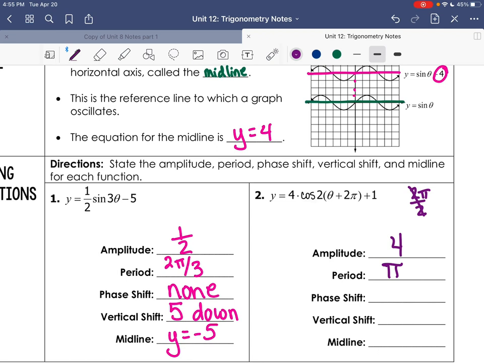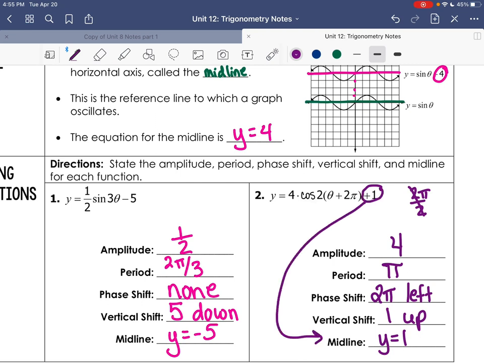Then the phase shift would be 2 pi to the left because it was plus, and the vertical would be 1 up because it was also plus. And that also means that the midline is y equals 1. So the midline just comes from whatever is added on to the end. So if it's plus, then it's positive. Over here, it was negative. Oh, shoot, I forgot to change it. So that made it -5. We'll do some more practice on the next one.